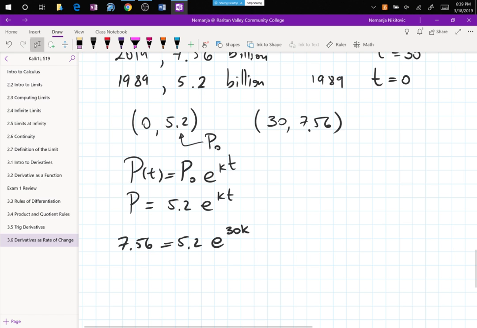We divide and then take the ln. So you'll need an abacus for this one. And when you do your ln calculation, make sure you use 4 decimal places, 4 non-zero decimal places. We call that significant digits. So we have 7.56 divided by 5.2, which is 1.454, equal to e^(30k). We ln both sides. Standard stuff, guys. So ln of 1.454 divided by 30, we get our k equals 0.01248. So I ask you for 4 non-zero decimals.